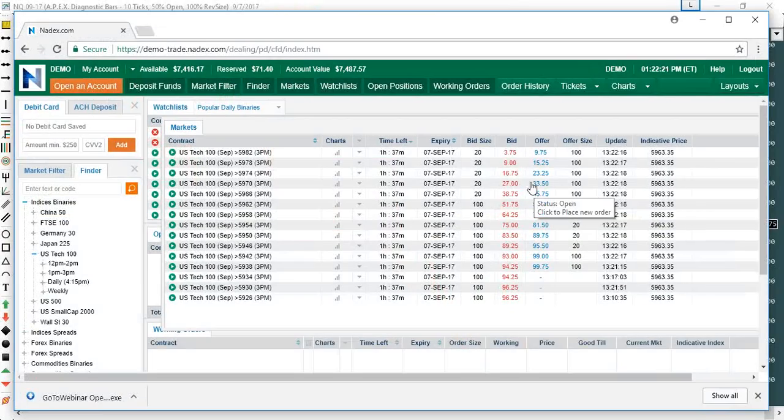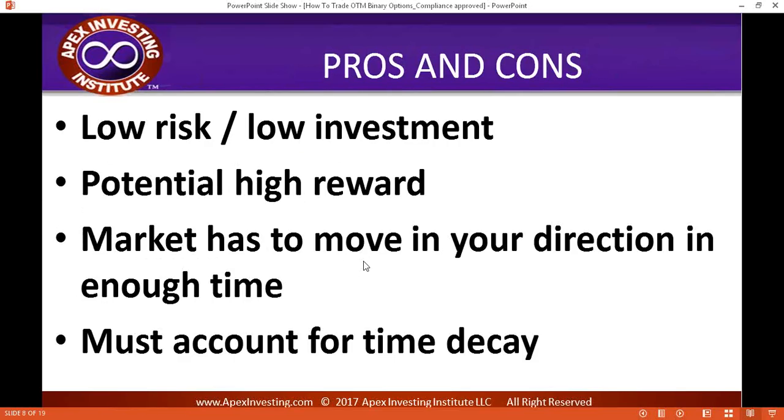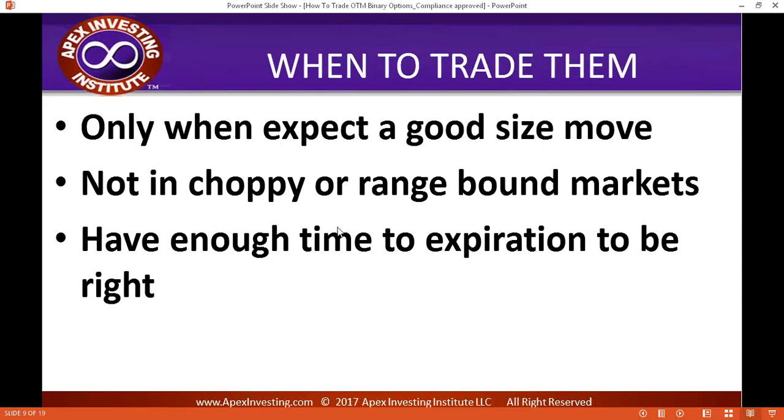Or is that binary value going to start going this way? Right, it's going to go the other way. So when it comes to out-of-the-money binaries, what do we know that we like about them? They're lower risk, low investment, with a potential high reward, but the market has to move in your direction in enough time for you to be right before expiration.